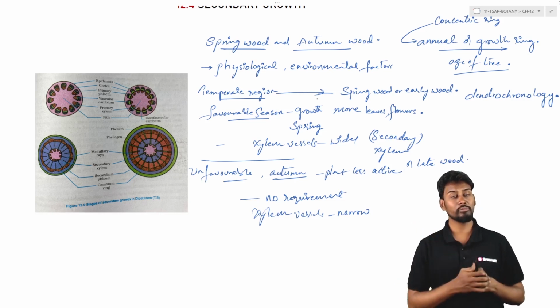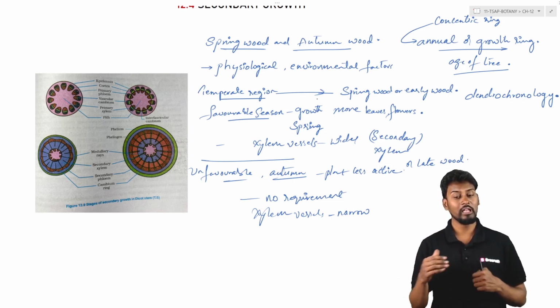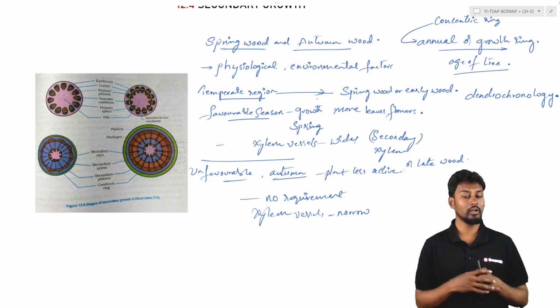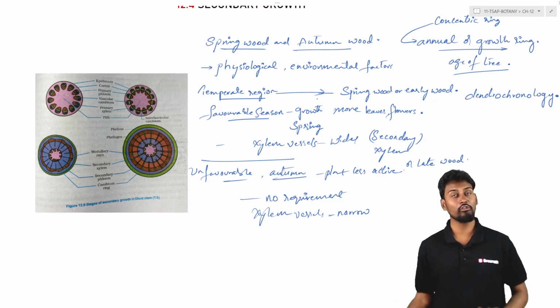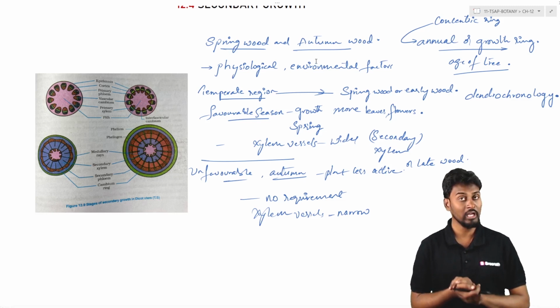So in the spring season, what forms is early wood. In the late season, what forms is generally called autumn wood. So these kinds of concentric rings are nothing but called annual rings or growth rings, which are generally involved in the estimation of the age of the tree.